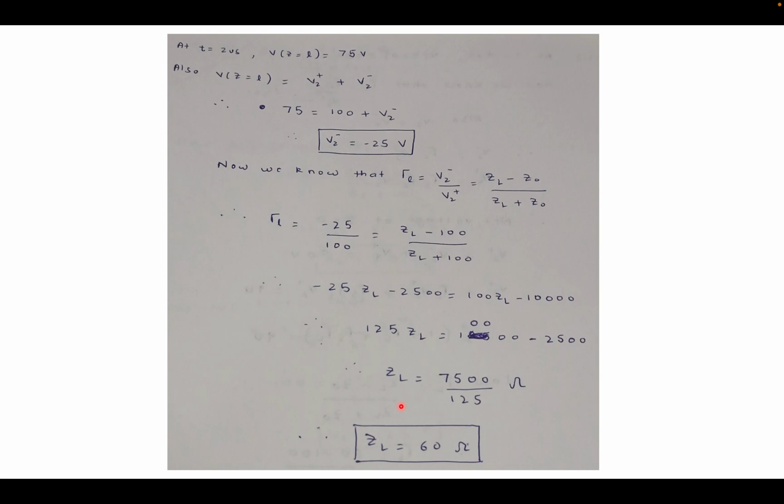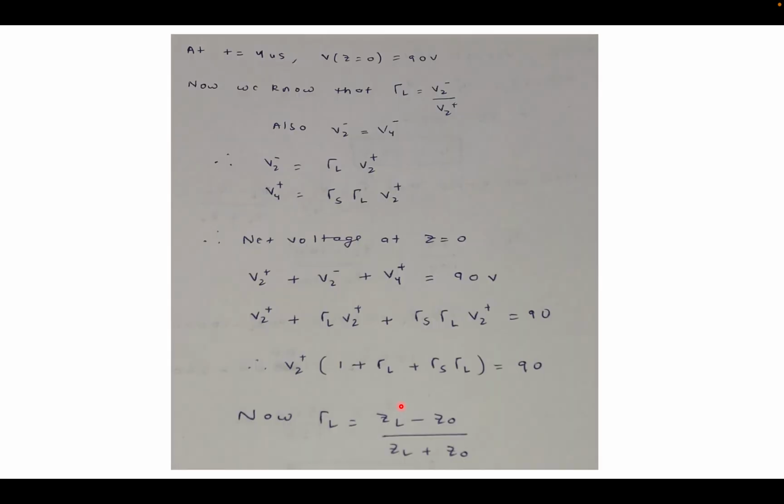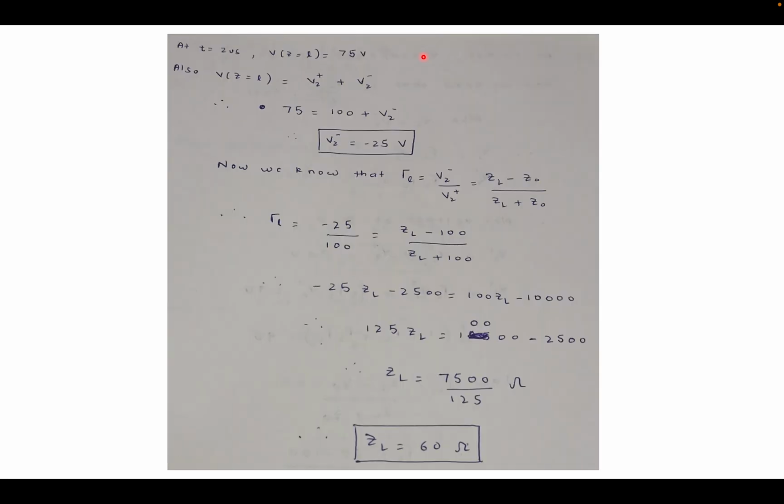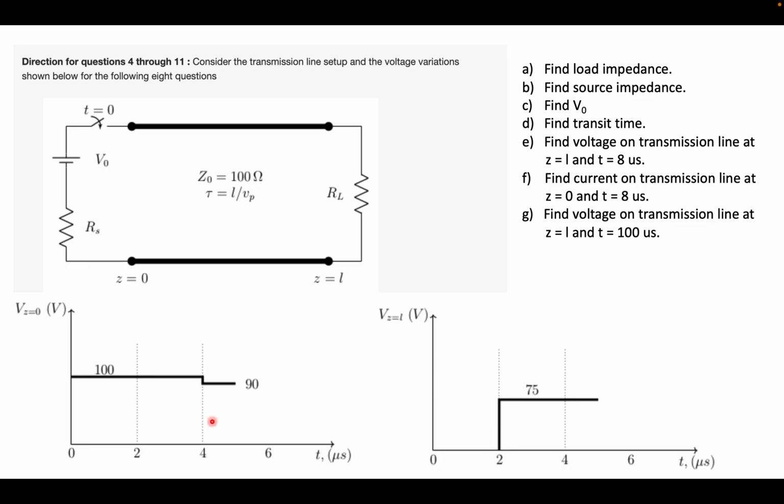Now you can again move forward, and you know that at t equal to 4 microseconds, v at z equal to 0 is 90 volt. If you again go here, at t equal to 4 microseconds the voltage at the source end is 90 volt, right?